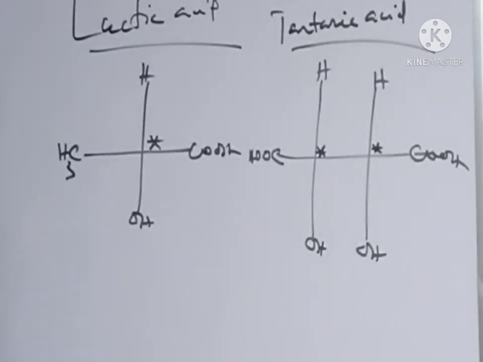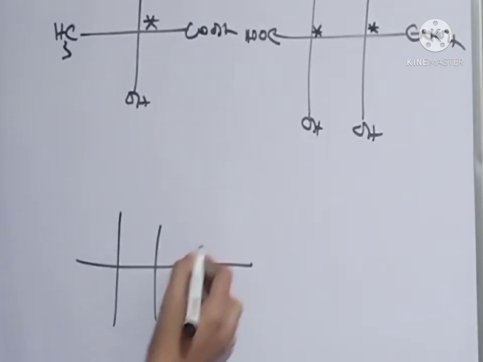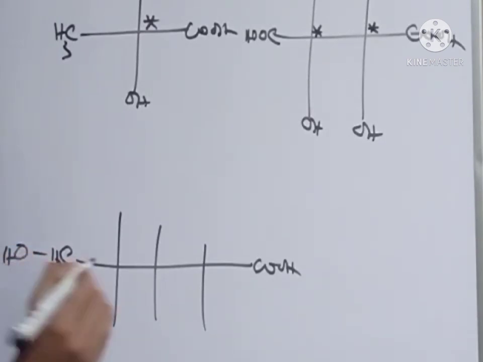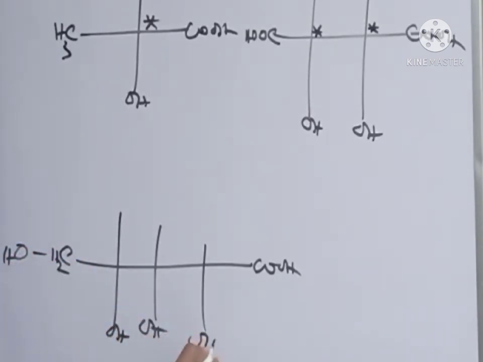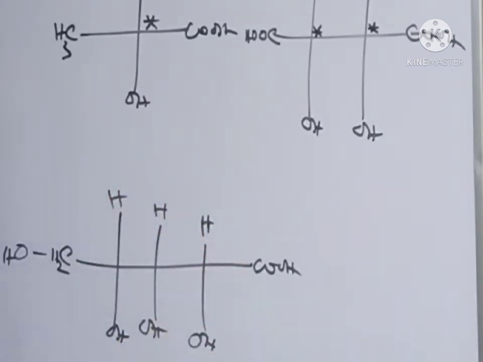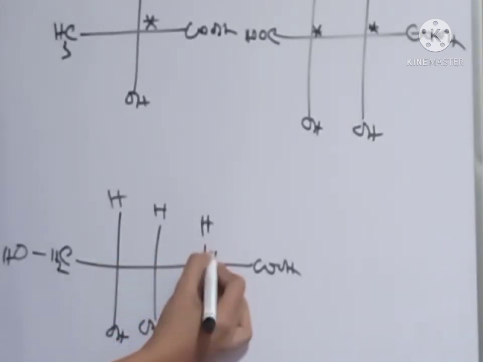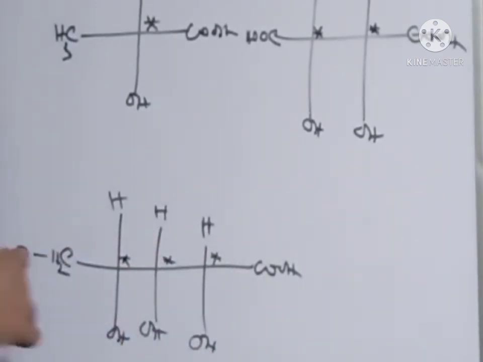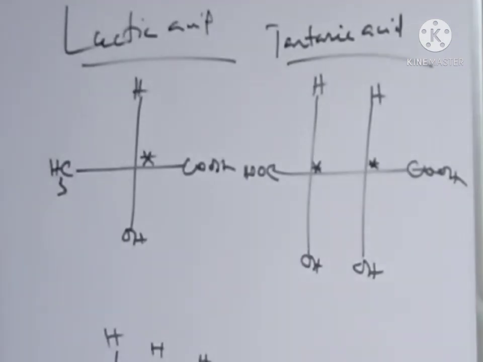Then, if we look at this example, COOH, CH2OH, OH, OH, OH, H. Here the number of stereogenic centers is 3. Actually, 5 carbons are there, but these 2 carbons are not stereogenic. There are so many molecules having more than 3 stereogenic centers also. But if you observe these molecules, all these molecules are not chiral. Some of these molecules are achiral also.